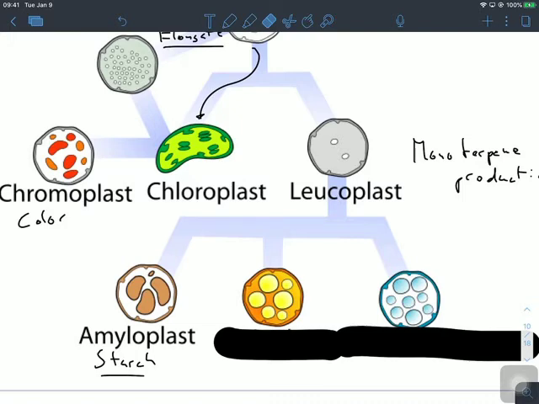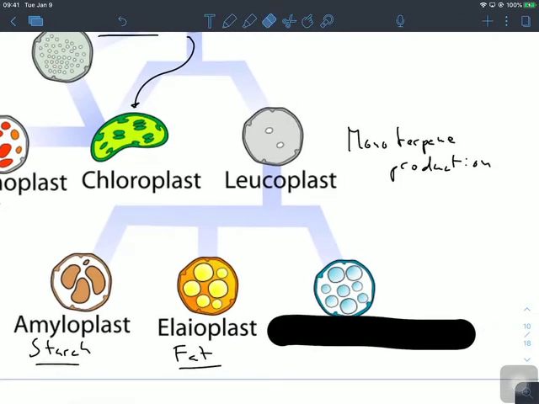Some plants don't just store starch, but they store fat. And plastids that store fat are called elaioplasts. In order to eat elaioplasts, go ahead and grab some avocado or some olives. These higher fat content storage organs are converting a lot of their plastids into elaioplasts. And I'm a huge fan of both avocados and olives.